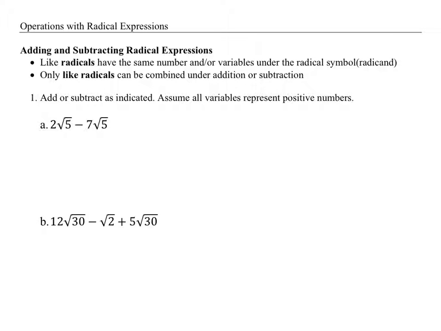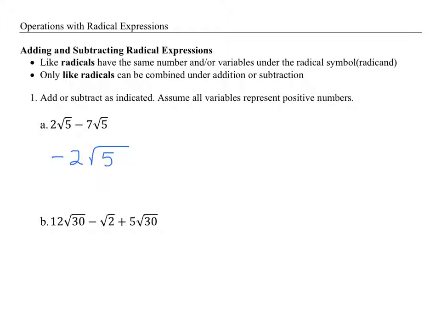I have 2 pieces of paper with square root of 5 written on it, and I take away 7 pieces of paper with square root of 5 written on it. So I owe you 2 pieces of paper with what written on it? Square root of 5. Done.